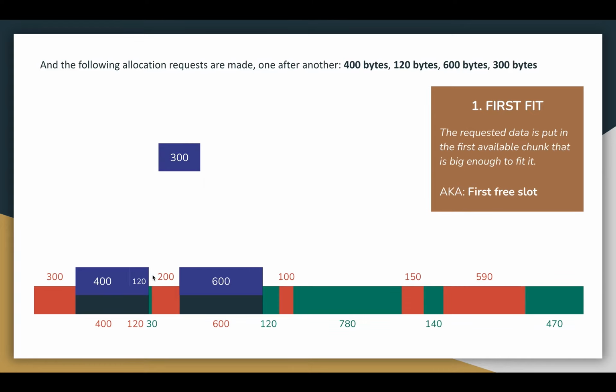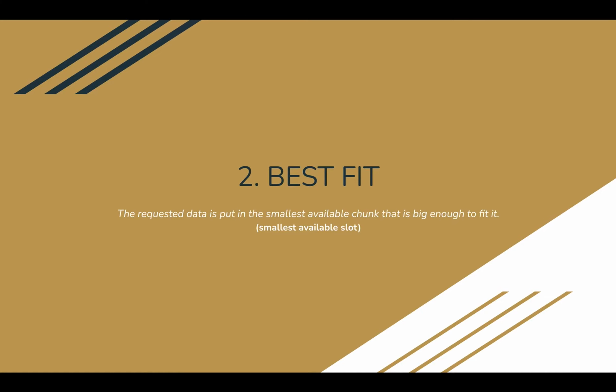Next, we take our 300 block and search for our first free slot. The first one is 30. Can it fit it? No. The next one is 120. Can we fit it? No. The next one is 780. Can we fit it? Yes. So we put it here. So we're done with the first fit algorithm. That's how it works. Now let's take a look at some other algorithm.